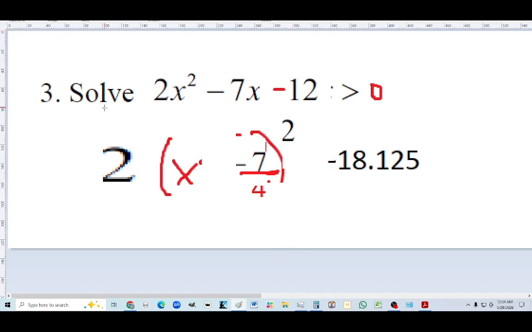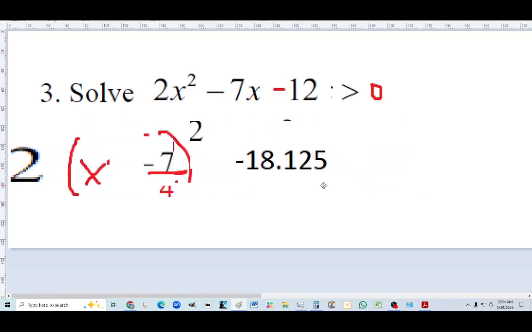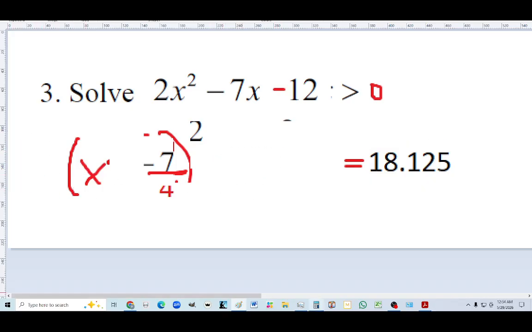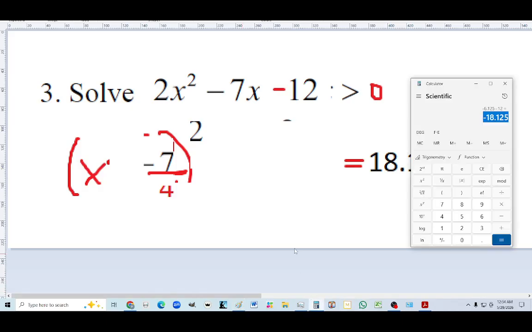And if I want to figure out the factors without using the quadratic equation, I just set this equal to 0. I add 18 to both sides. I divide it by 2. So it's 18.25 divided by 2. Now positive, by the way. Divided by 2, it's this.